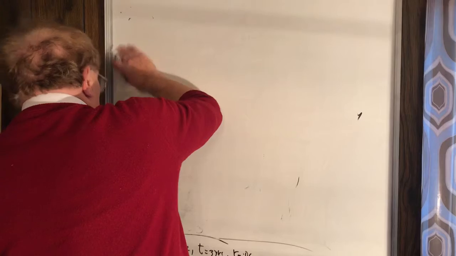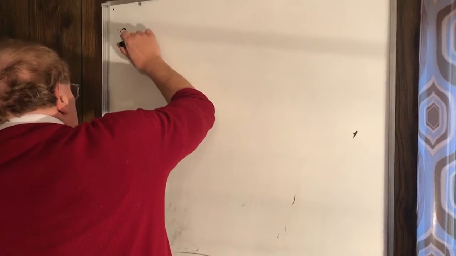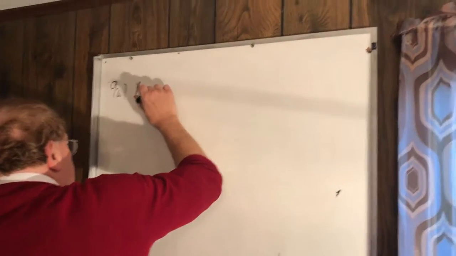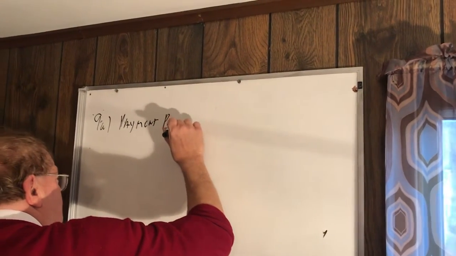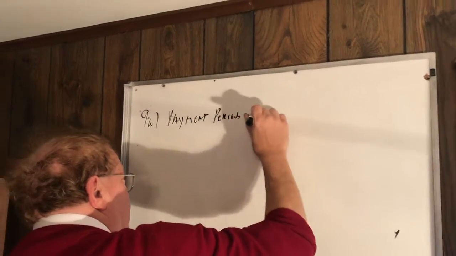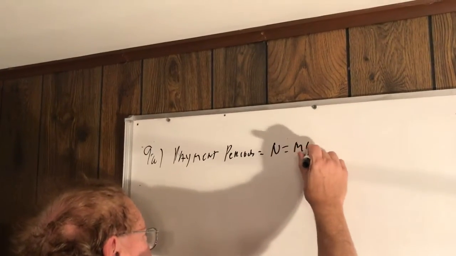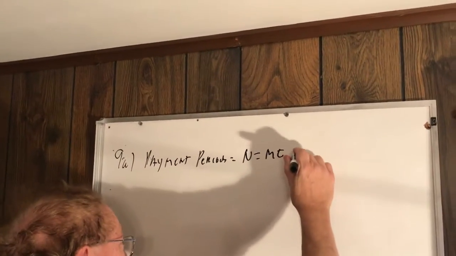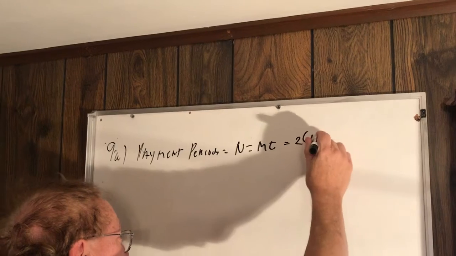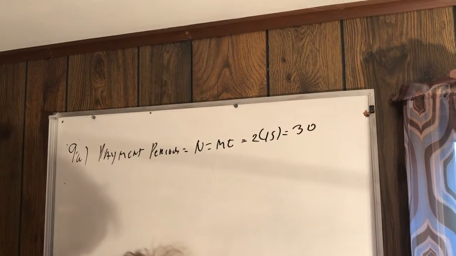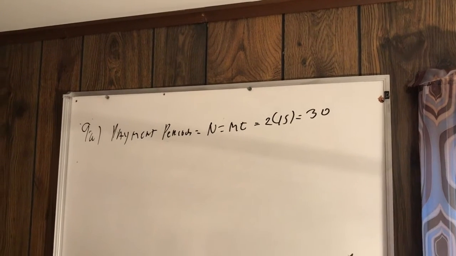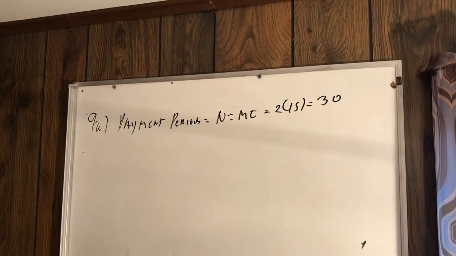And let's see, 9A, payment periods. That equals M, that is simply MT. You got 2 times 15, the answer is 30. So you're going to pay him 30 times during the 15-year period.